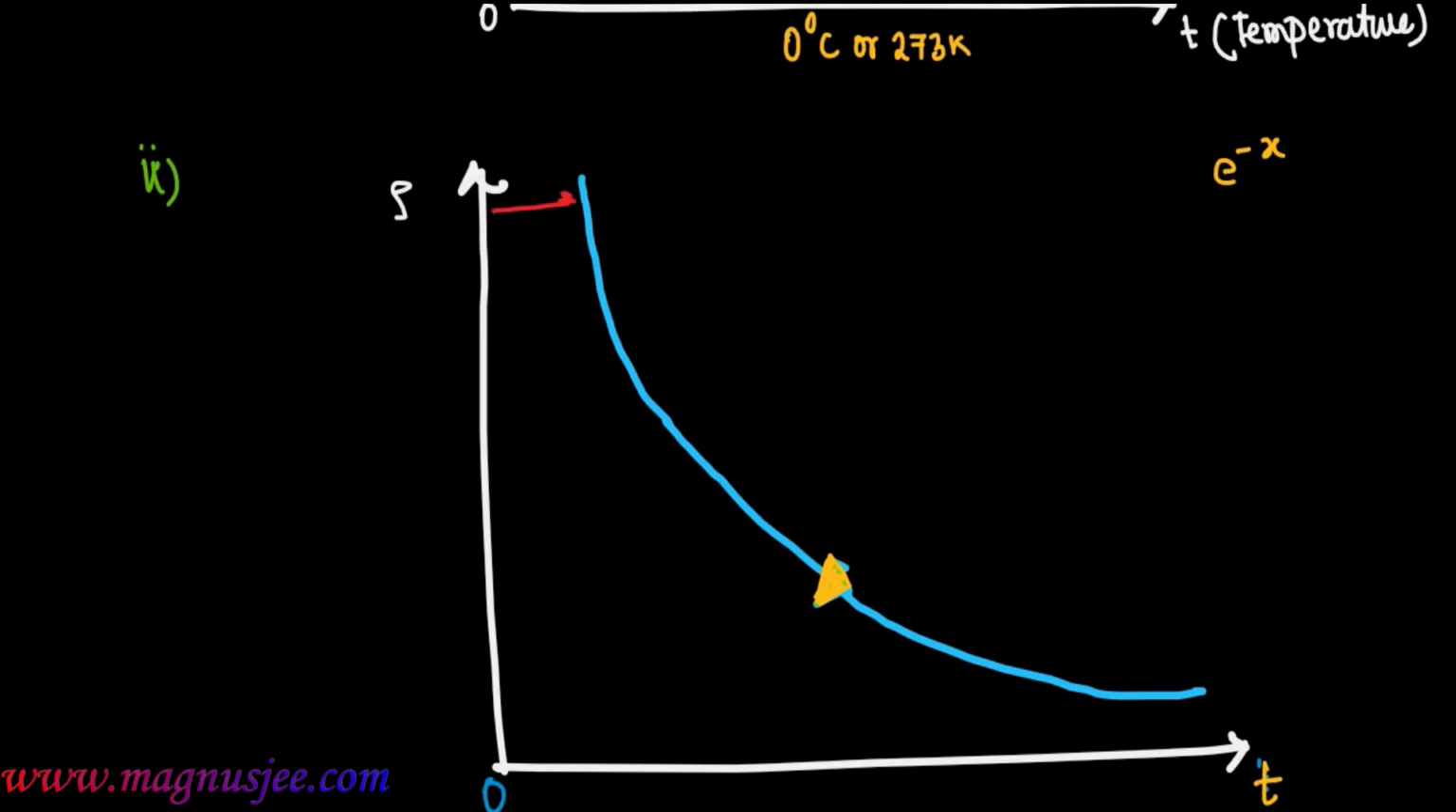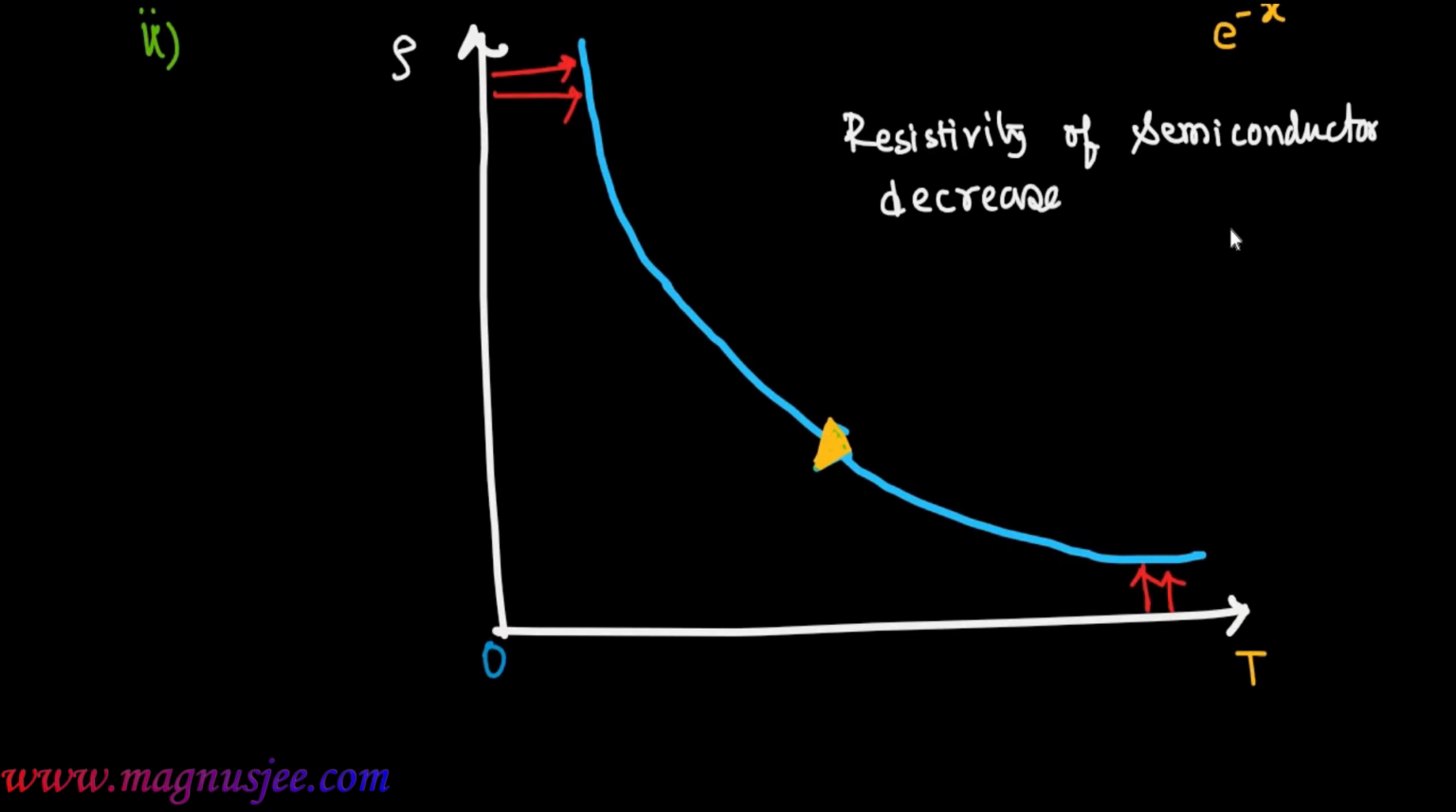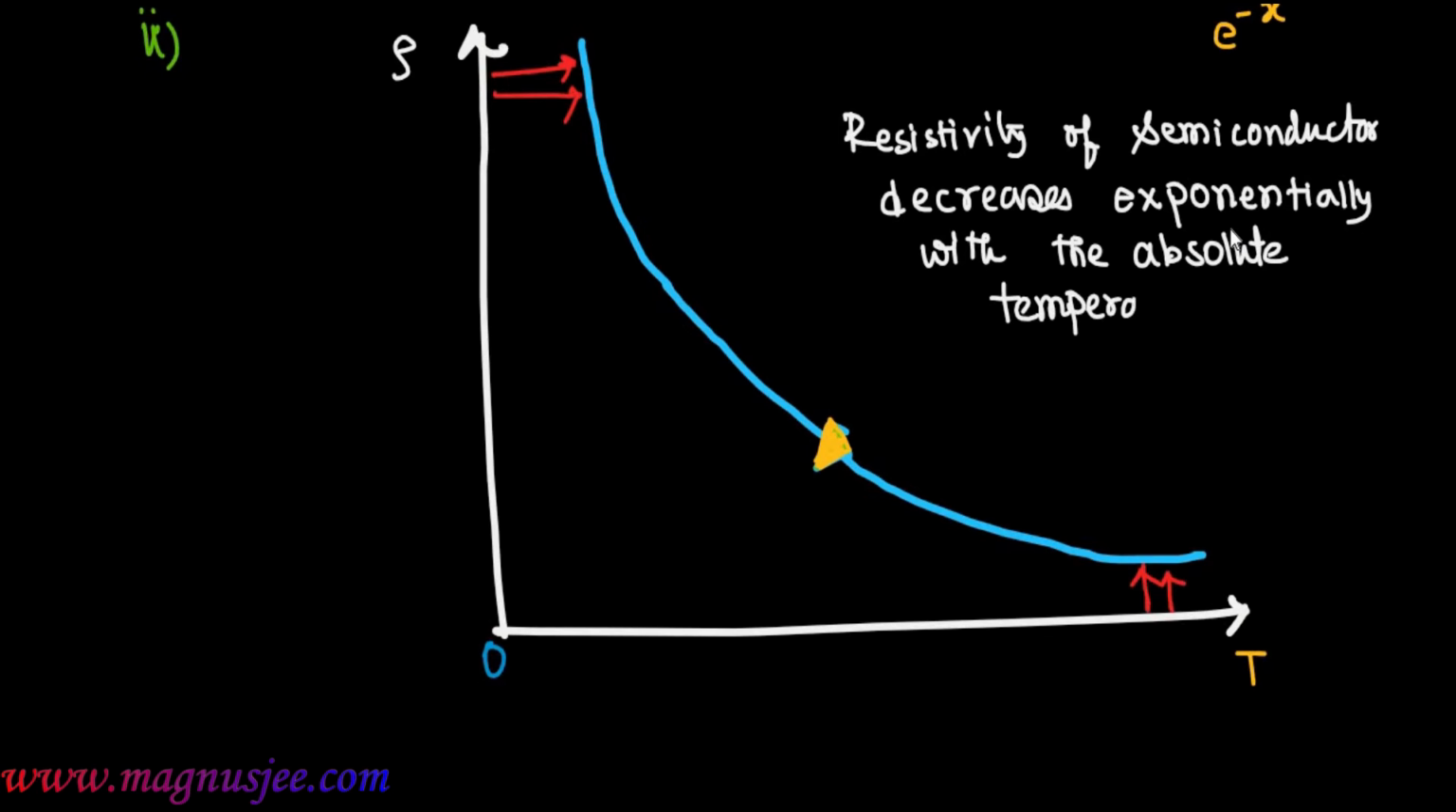At low temperature, there should be a distance between the resistivity axis and the graph. And at the high temperature range, there should be a distance between the graph and the temperature axis. Obviously, resistivity decreases exponentially with rising temperature. According to the graph, the resistivity of a semiconductor decreases exponentially with the absolute temperature of the semiconductor.